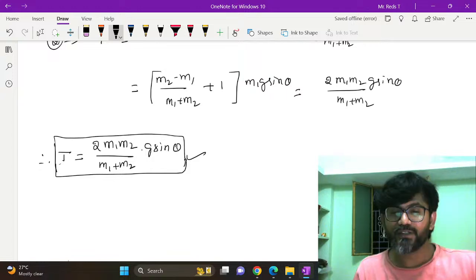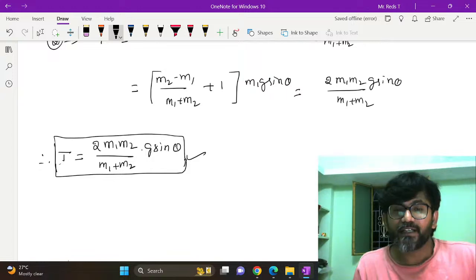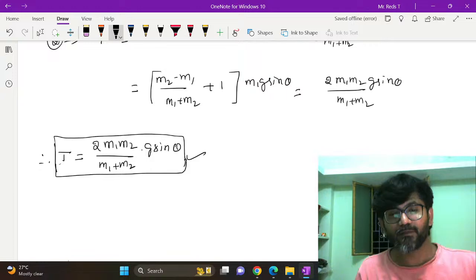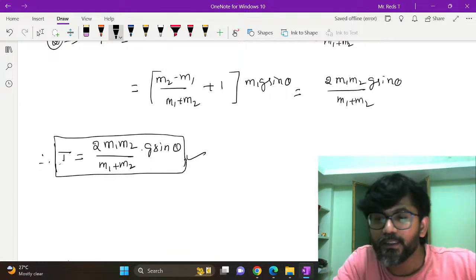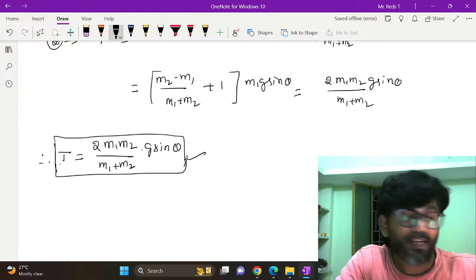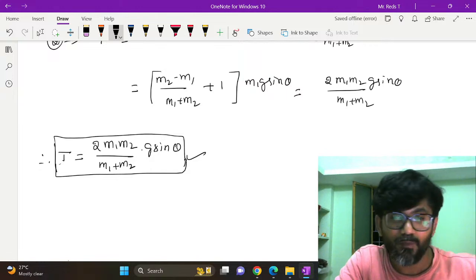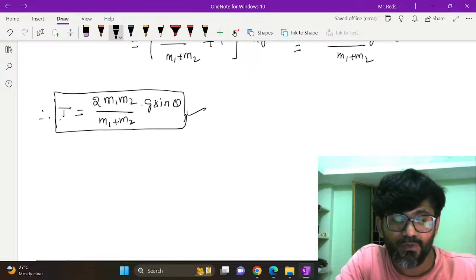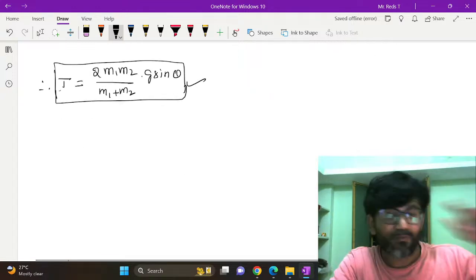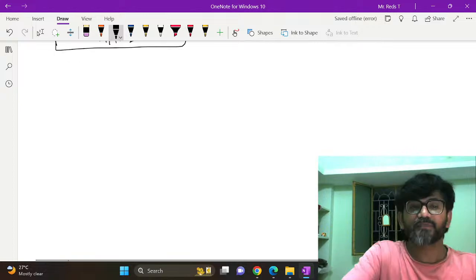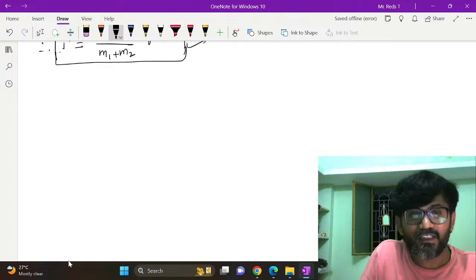Right, guys, these are a few connected body systems. There are a few more simple cases, but very important cases. Some of the questions have been asked in previous years also. Just let me give you one more, then I will wind up. Let us see another simple case of connected body problems.